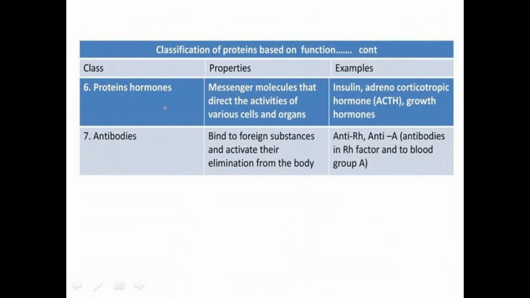Next, protein hormones. These mainly act as messenger molecules and direct the activities of various cells and organs. Main examples are insulin, adrenocorticotropic hormone, growth hormone. And also antibodies, which bind to foreign substances and activate their elimination from the body. Mainly these exist in anti-Rh antibodies, in Rh factor and the blood groups. These are the proteins.